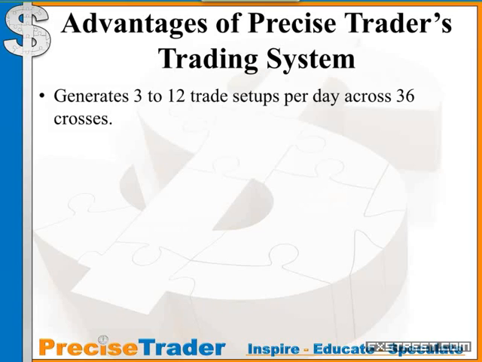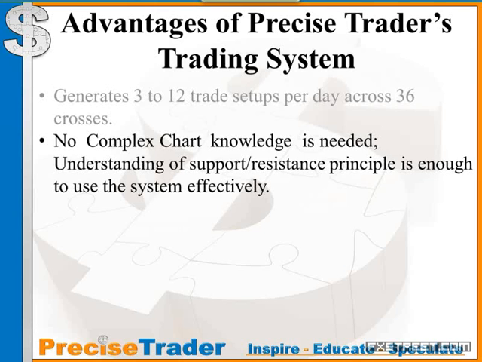The advantages of the Precise Trader trading system. It generates about 3 to 12 trade setups per day across 36 crosses. So the system helps us choose at least about 3 to 12 trade setups, and it's up to us to decide whether we want to take the trade or let go of the trade, and so on.